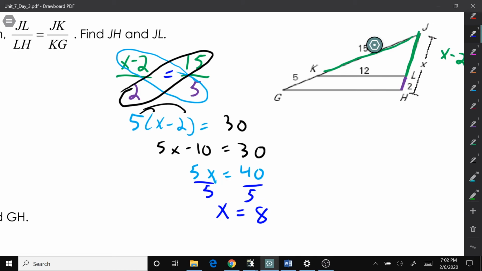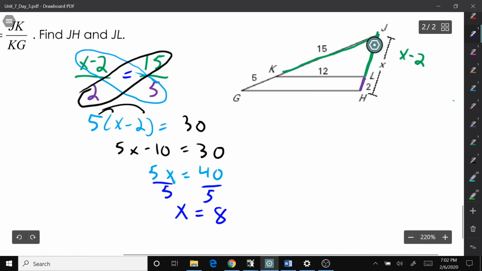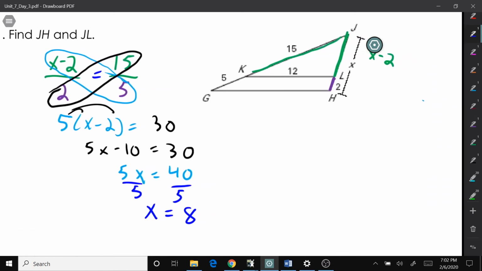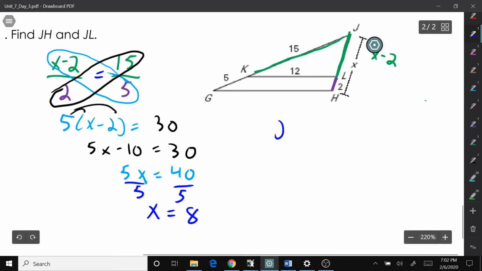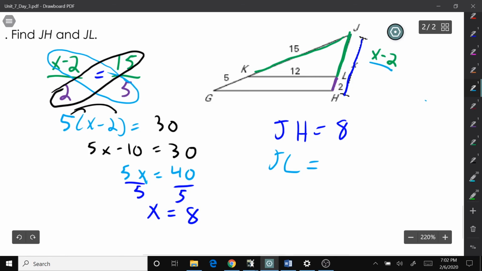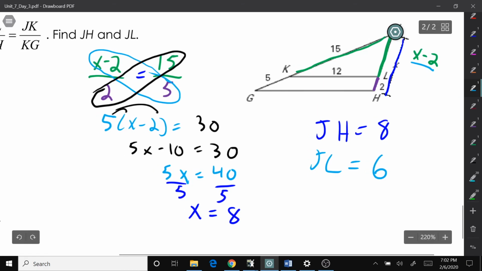So now over in our picture, we know x is equal to 8. So JH is x, which we've calculated to be 8. JL is going to be x, which is 8, minus 2. So 6. And then finally, part B. Let's move over to part B.